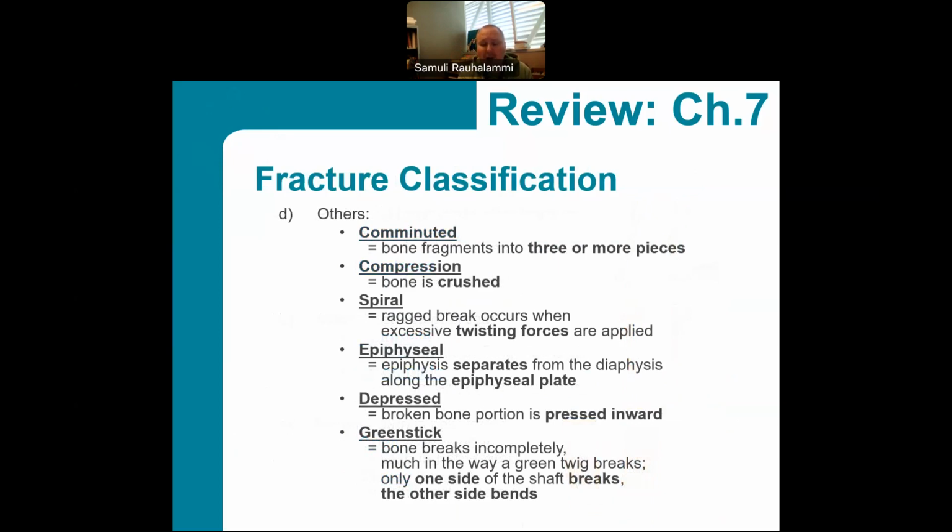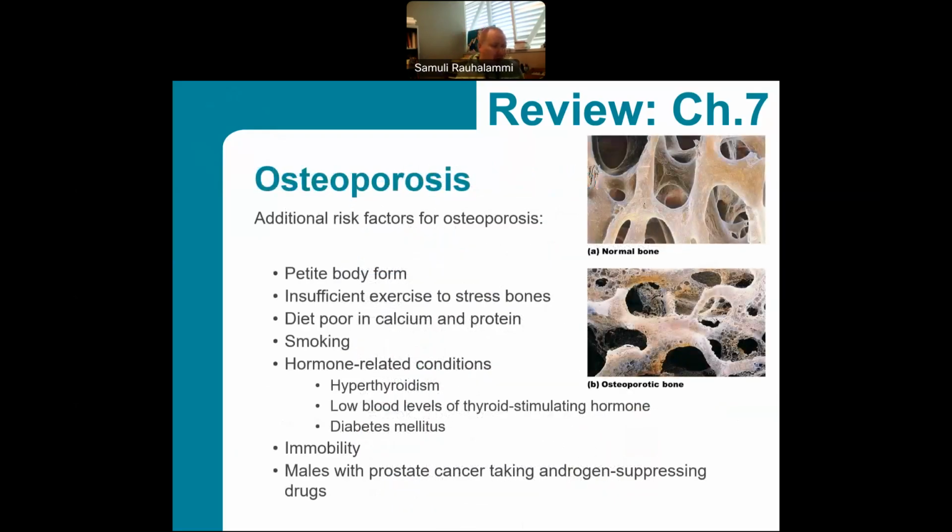I want to highlight the greenstick fractures. That's like when you take a new branch of a tree and you try to bend it. It might crack on one side, but the other side still remains together. So like a green stick, very much. And we see these greenstick fractures especially in our younger patients, where the fracture is not complete all the way through. I wanted to finish off by mentioning a little bit about clinical relevance.